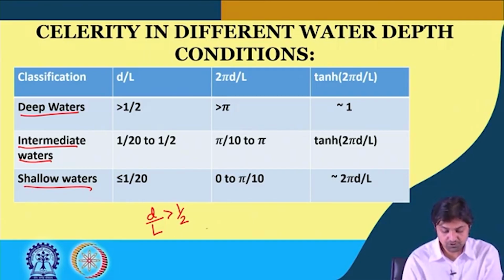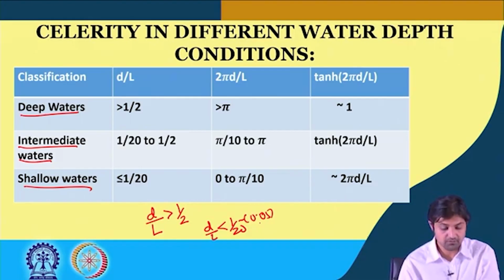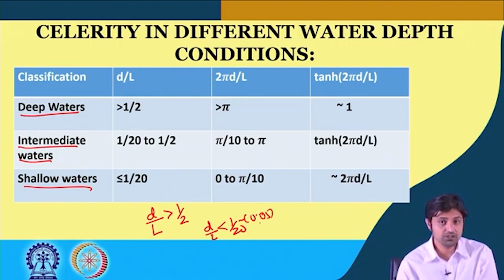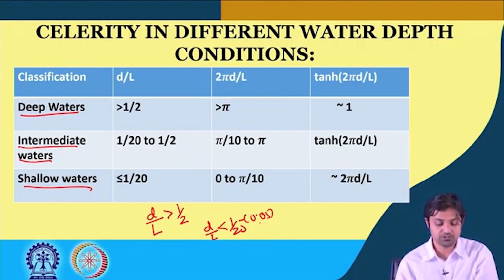If this ratio d by L, the ratio of the depth of the water to the wavelength of the wave, is less than 1 by 20, or 0.05, that means we are in shallow waters. And a value in between 0.5 and 0.05, we call intermediate waters. That is how we have defined what deep water, shallow water, and intermediate waters are.